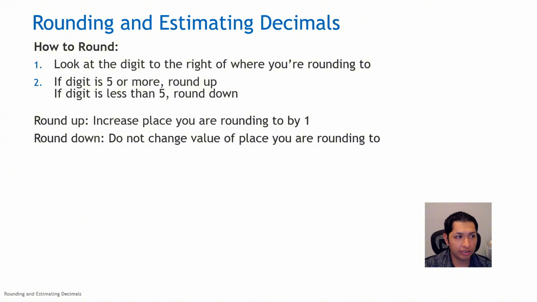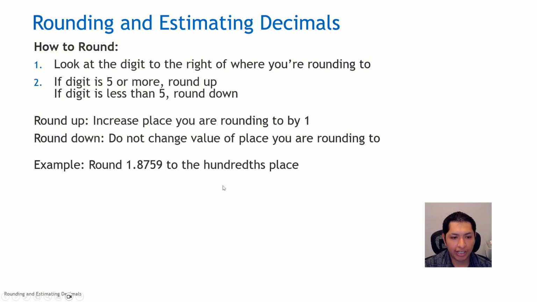Now that was a lot of words, so let's work through an example. Let's say that we are asked to round 1.8759, or for practice, 1 and 8,759 10,000ths to the hundredths place. So first, we're going to look at the thousandths place. Why are we not looking at the hundredths place? Because the hundredths place is what we are rounding to.